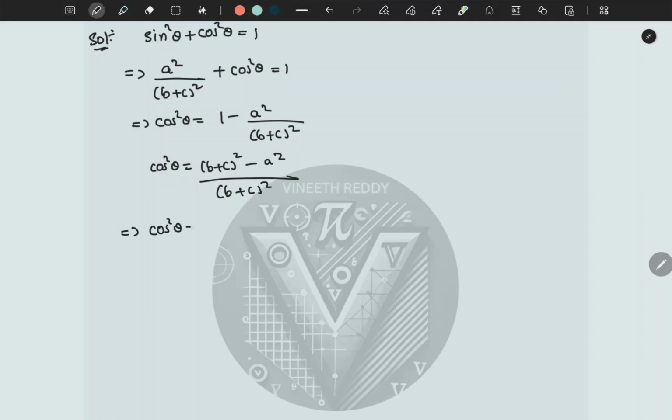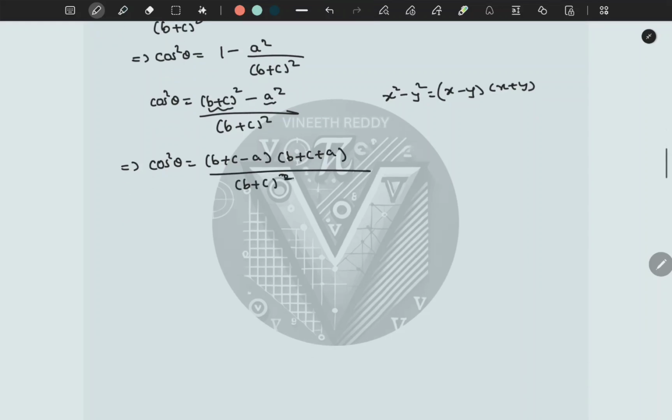So this is cos square theta is equal to, now x square minus y square is equal to x minus y into x plus y. I hope you are with me. So x is b plus c and y is a, so we can write this as b plus c minus a into b plus c plus a divided by b plus c whole square. I hope you are with me dear students.